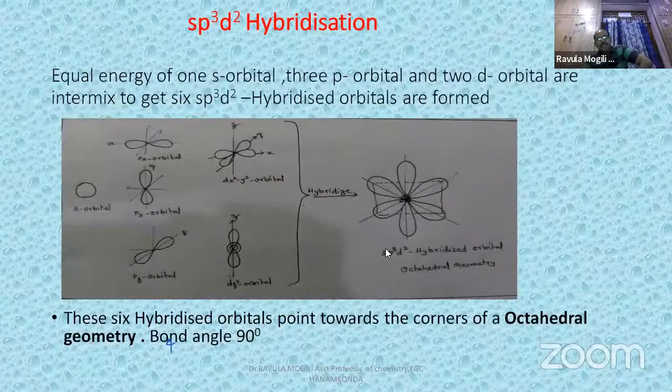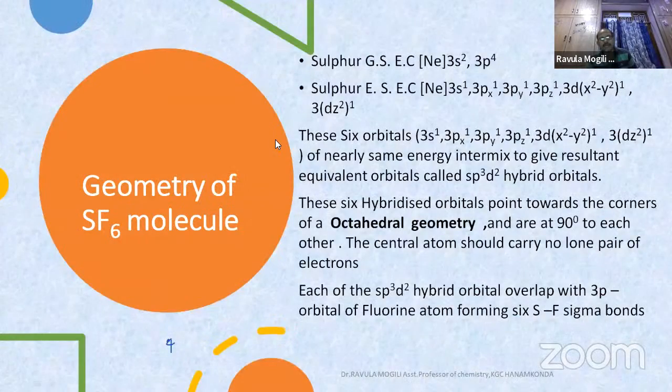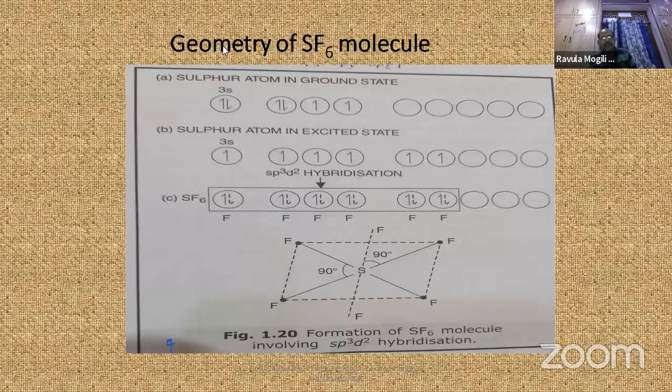What about the s character and p character here? The s character is 16.6%, the p character is 50%. Next, the d character is 33.3%. So this is regarding sp3d2 hybridization. The geometry of the SF6 molecule is like this.